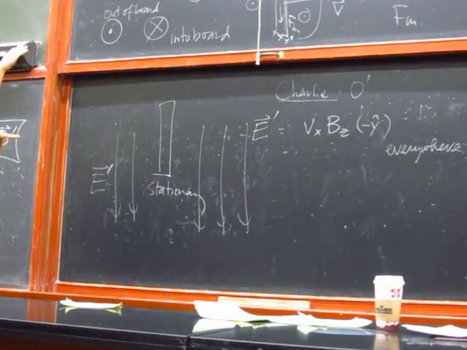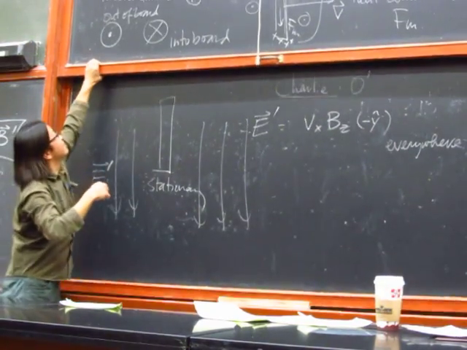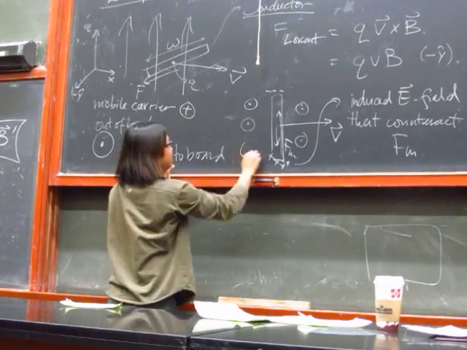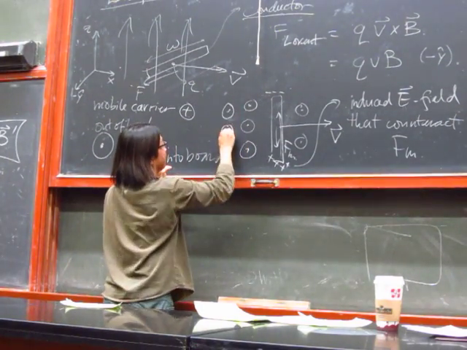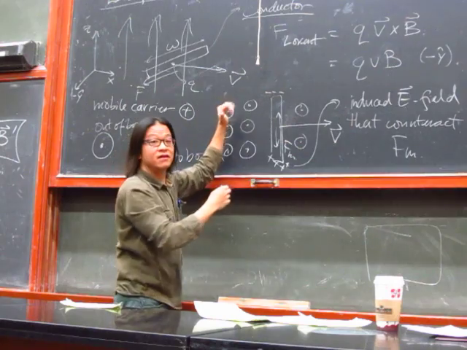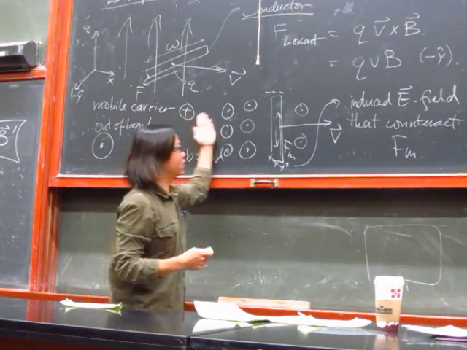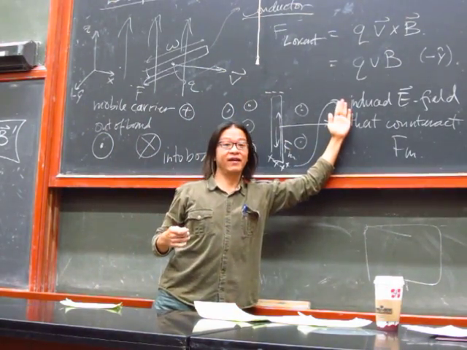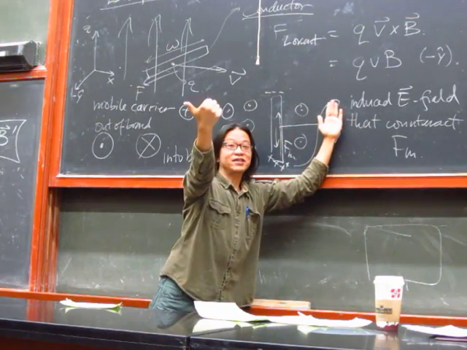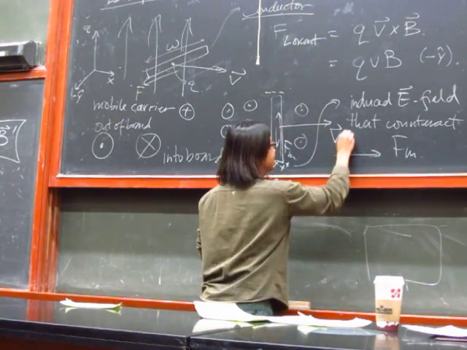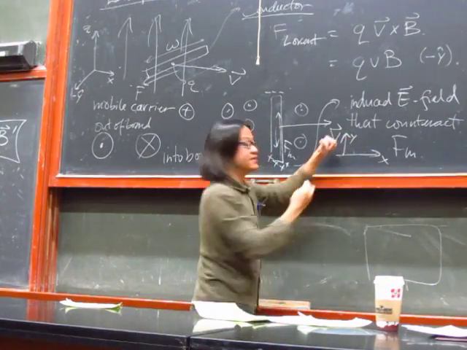Here in this case, let's just consider this picture. There's a B field outward everywhere, out of the board. And there's a rod moving like that, so this is the Z direction. X, Y, and Z is out of the board.